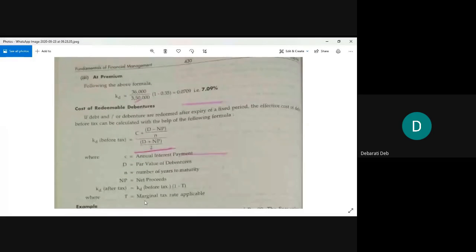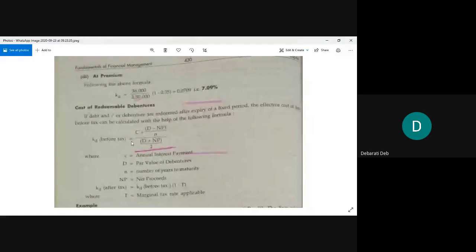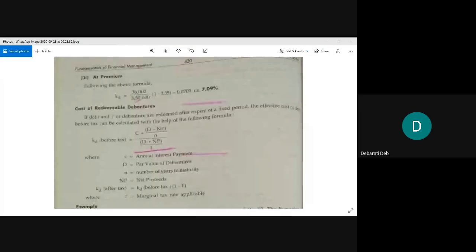It says KD, D should be in subscript. KD before tax is equal to, in the numerator you will write C plus (D minus NP) divided by N. Write this formula very carefully. If you make a mistake in writing the formula, the sum cannot be done correctly. So please write the formula very carefully, seeing from the screen.